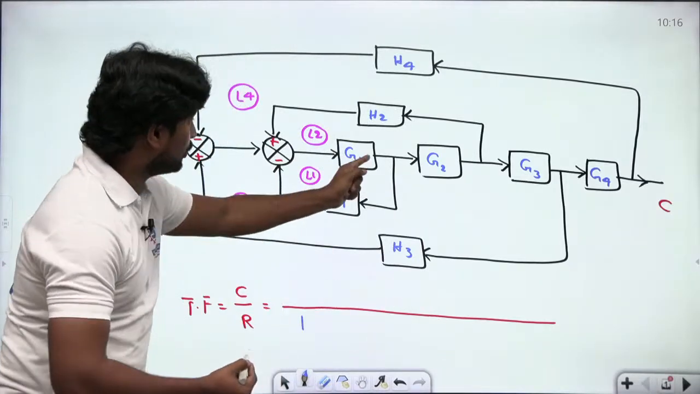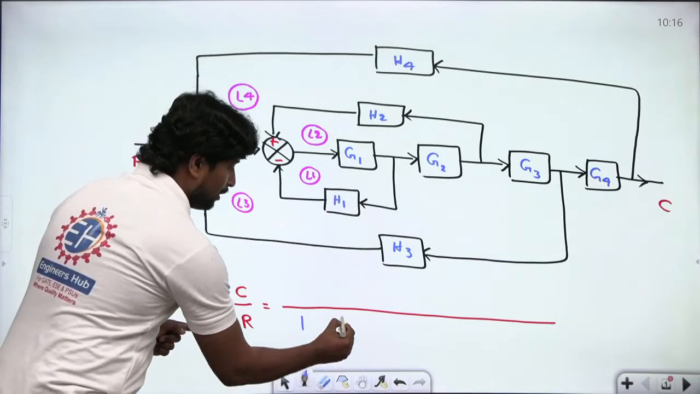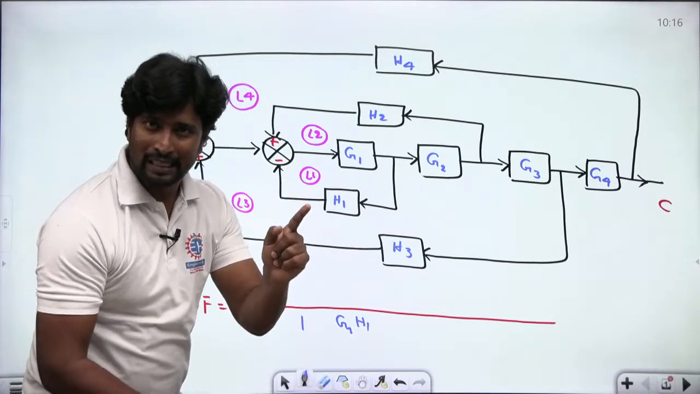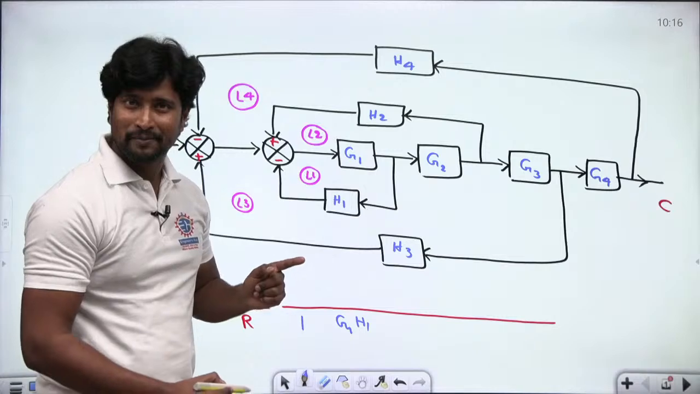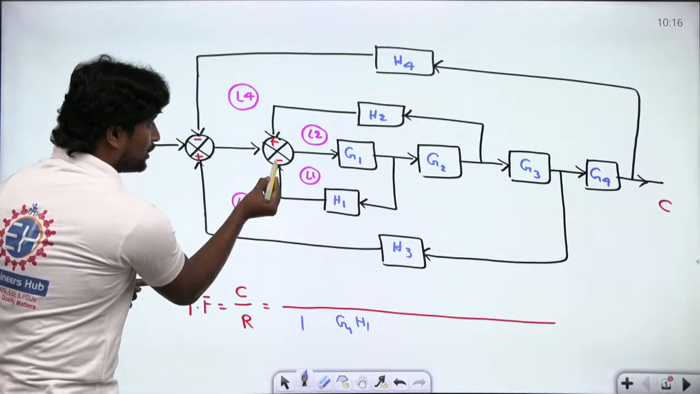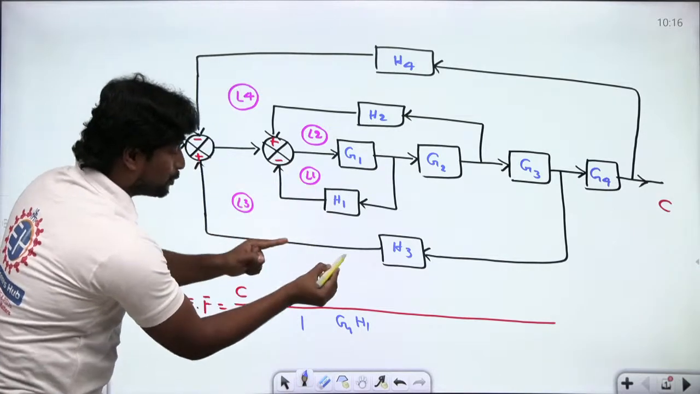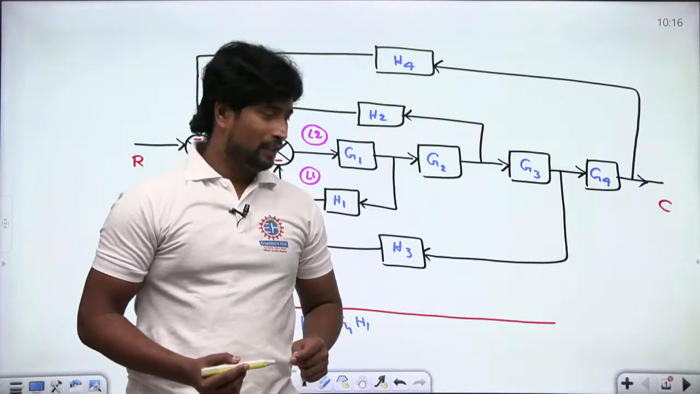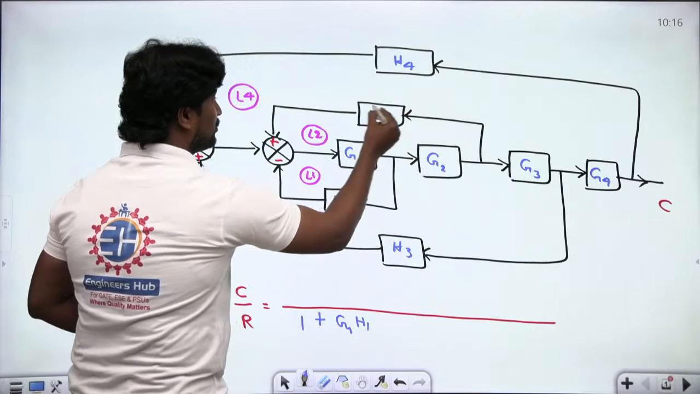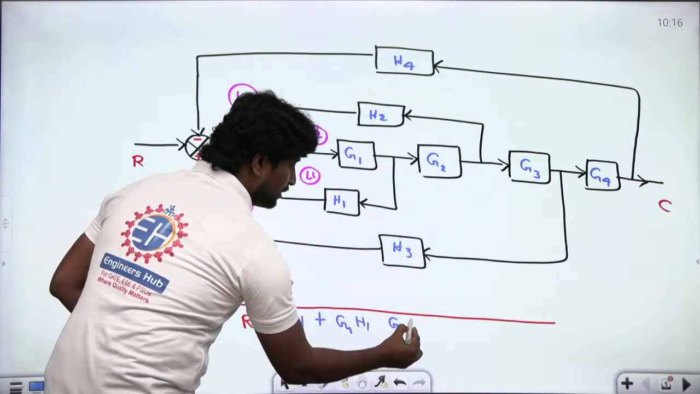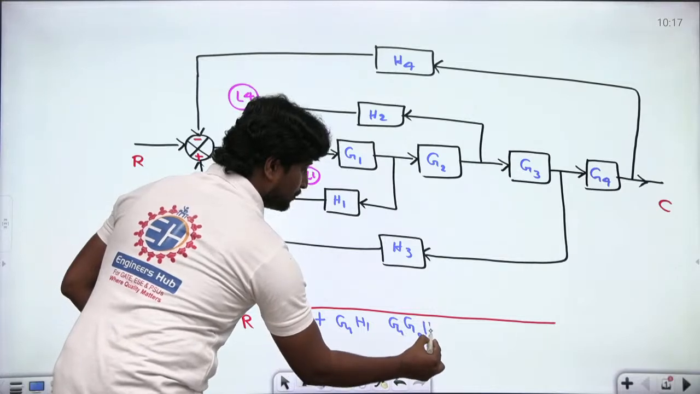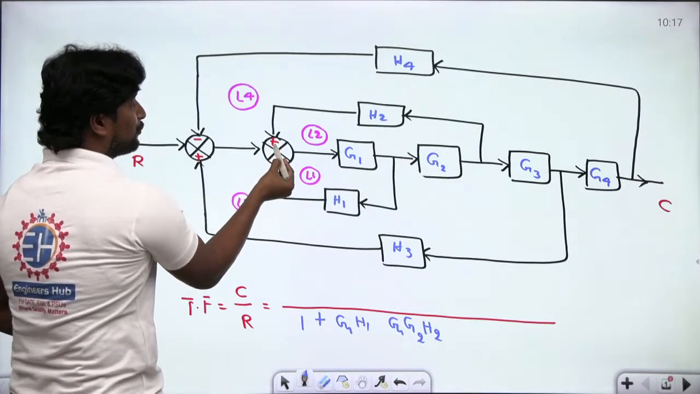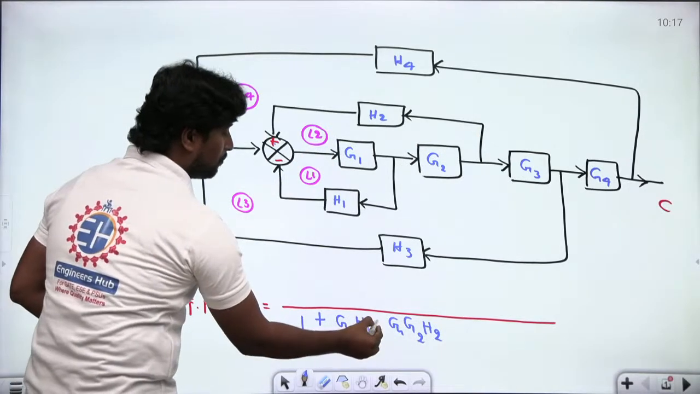Guys, carefully listen. What is the loop 1 value? G1, H1. Loop 1 value is G1, H1. Guys, carefully observe it. That loop is made up of what type of feedback? Negative feedback. If it is negative feedback, opposite sign, plus. Got it? Next, second loop value, G1, G2, H2. Guys, observe carefully. That second loop is made up of what type of feedback? Positive feedback. If it is positive, the opposite sign is what? Minus.